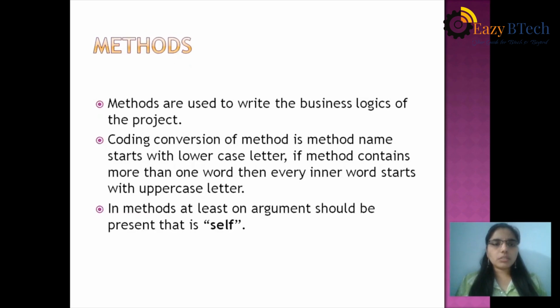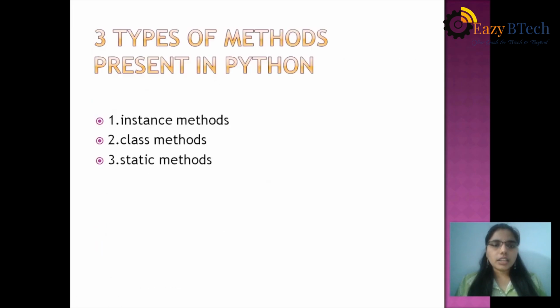So what are methods? Methods are used to write the business logic of the project. What is the coding convention of a method? It is not a rule, it is a convention. Method names should start with lowercase. If a method contains more than one word, then every inner word starts with an uppercase letter. In methods, at least one argument should be there, that is nothing but self. The default method is the instance method.